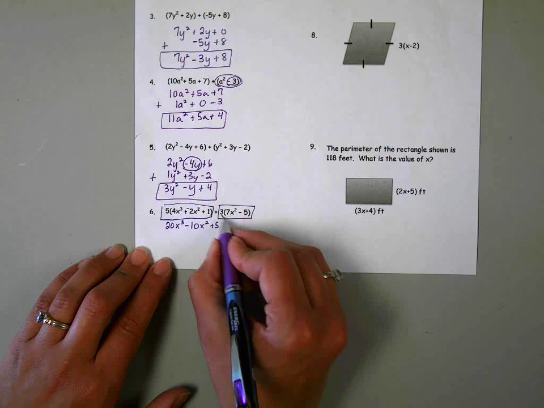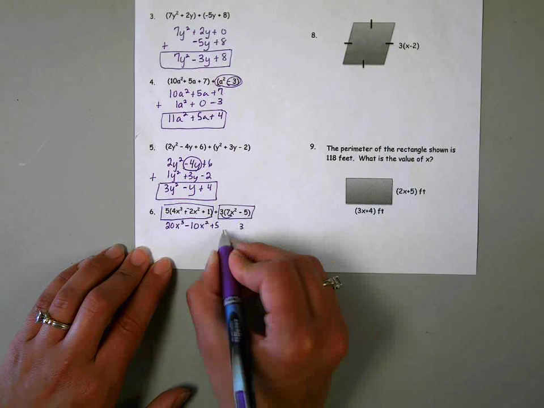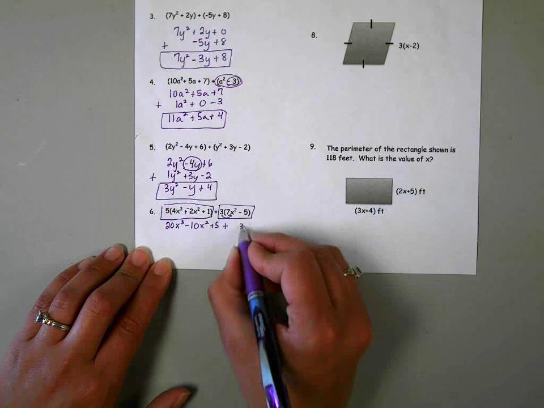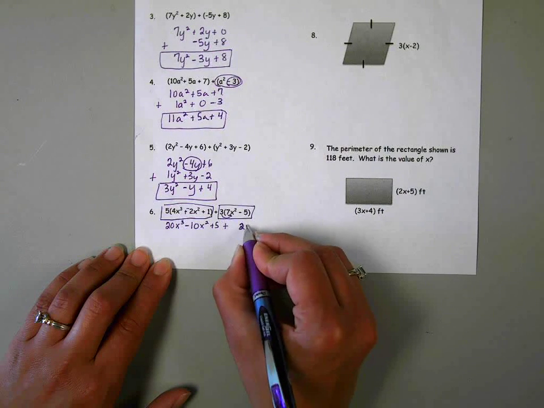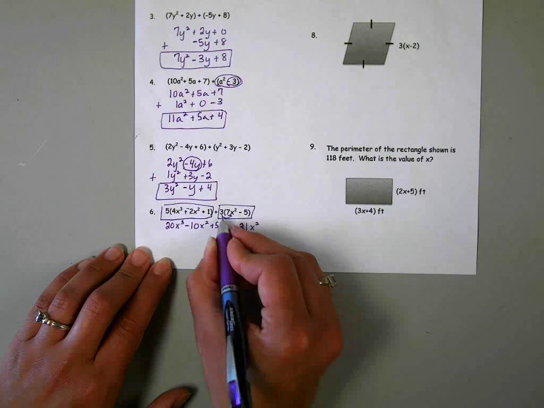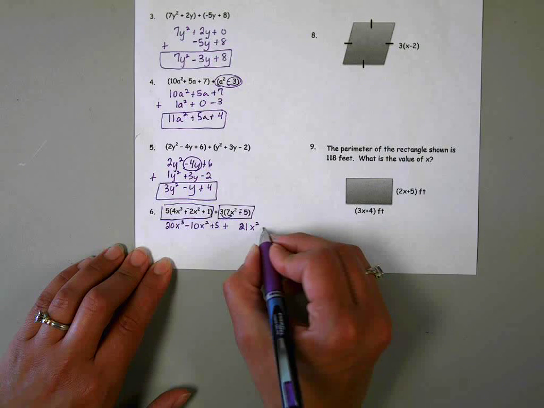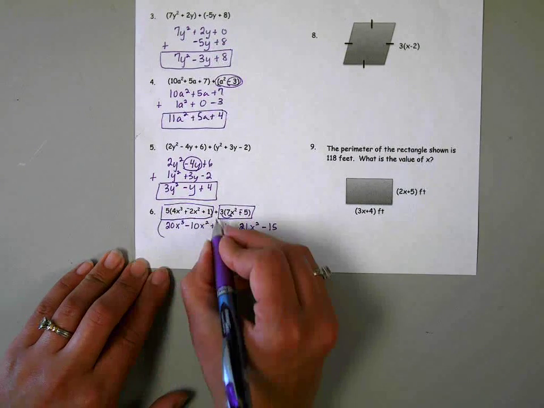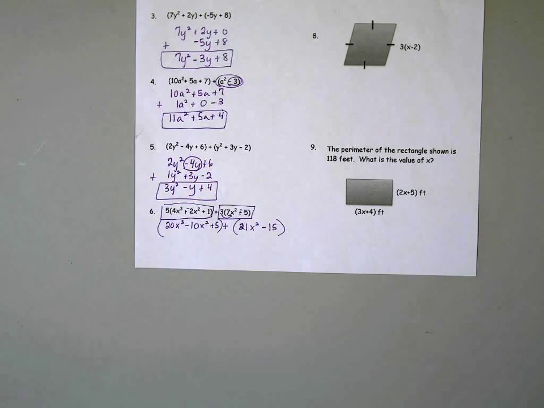Now let's do this one. 3, and this is plus, 3 times 7x squared is 21x squared. And 3 times a negative 5 is a negative 15. And I'm going to add these two together. So I'm going to rewrite this.